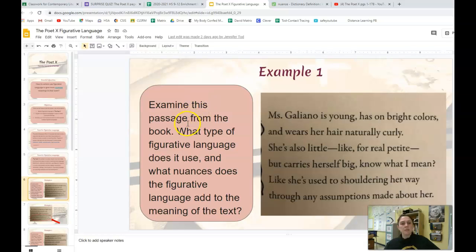It says, examine this passage from the book. What type of figurative language does it use, and what nuances does the figurative language add to the meaning of the text? This example is about her English teacher. It says, "Ms. Galliano is young, has on bright colors, and wears her hair naturally curly. She is also little, like for real petite, but carries herself big. Know what I mean? Like she's used to shouldering her way through any assumptions made about her."